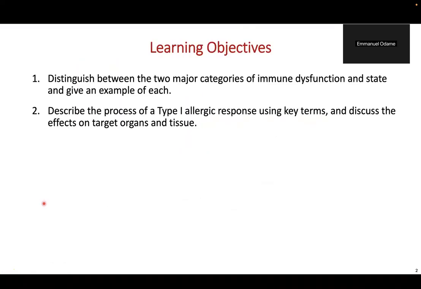Okay. So today's lecture is super short, and these are the objectives. We have to first distinguish between the two major categories of immune dysfunction and state, and give an example of each. We also describe the process of type 1 allergy response using key terms and discuss the effect on target organs and tissue.